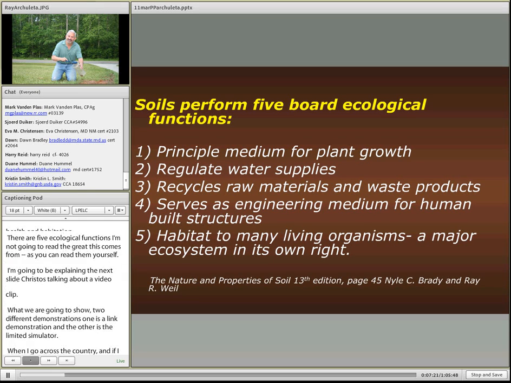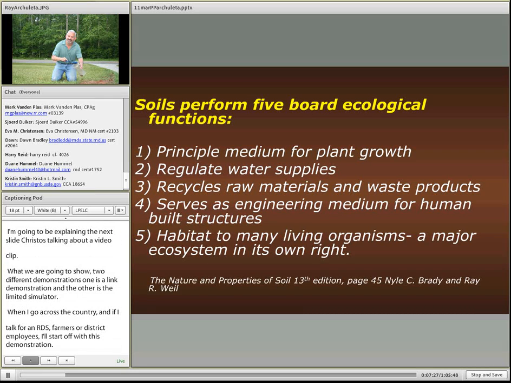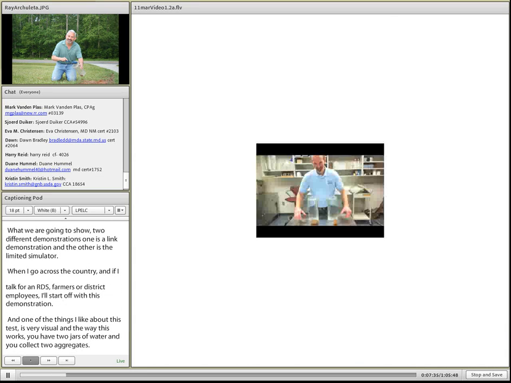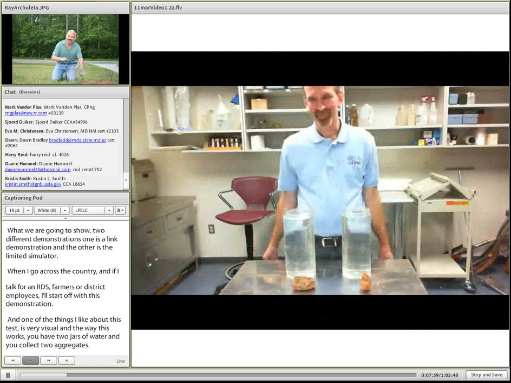And one of the things I like about this lake test is it's very visual. The way this lake test works is you have 2 jars of water and screen. You collect 2 aggregates. You're going to see 2 aggregates here. Leslie's going to show this. We recorded this. This is our livestock specialist here, a grading specialist. He's dropping the 2 aggregates.